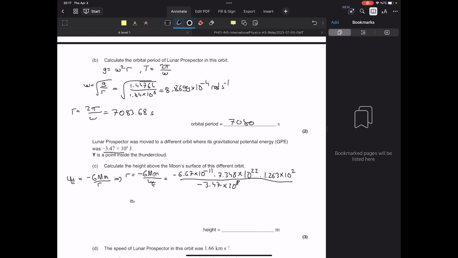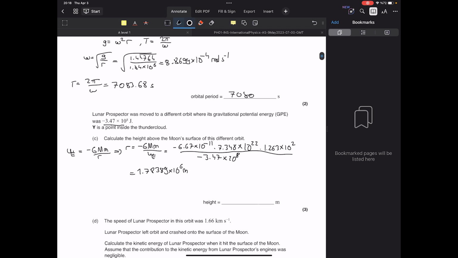6.67 times 10 to the negative 11 times 7.348 times 10 to the 22 times 1.263 times 10 squared, all divided by negative 3.47 times 10 to the 8, which gives us 1.78389 times 10 to the 6 meters.